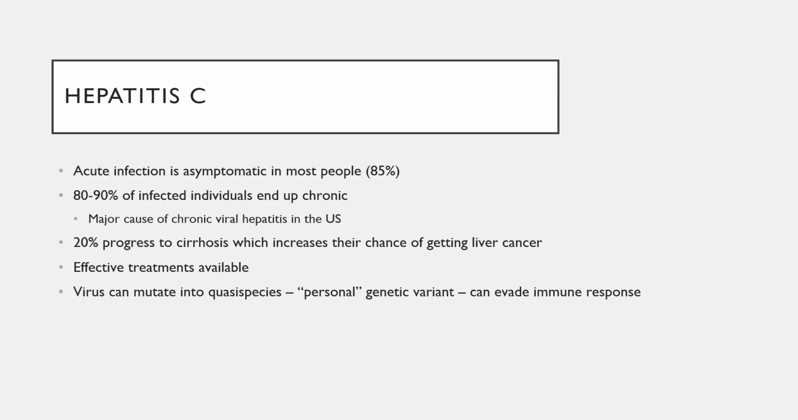Why? Because this virus is a master of mutation. It forms what we call quasi-species. Basically tiny genetic variations that constantly change its surface proteins. Think of it like trying to hit a moving target that keeps changing outfits. The immune system struggles to keep up.